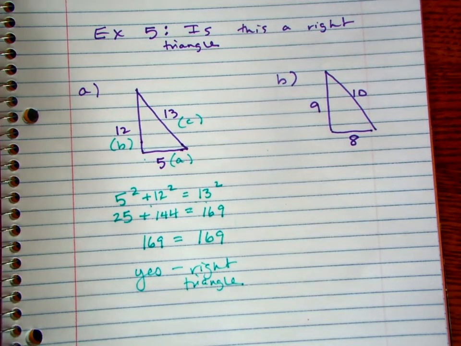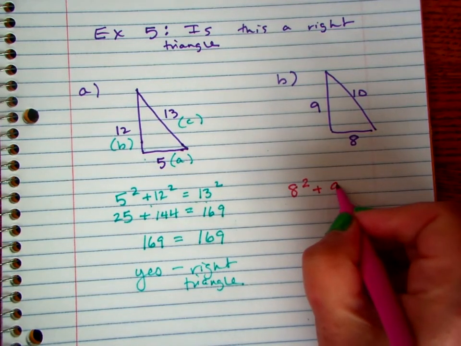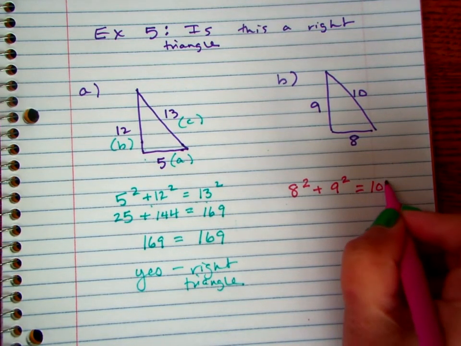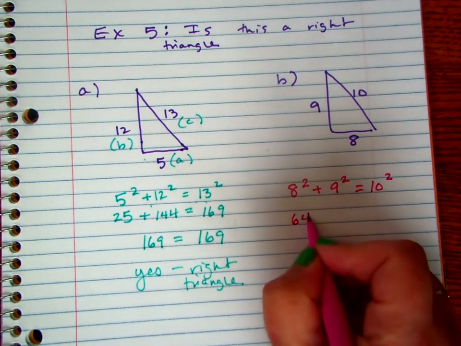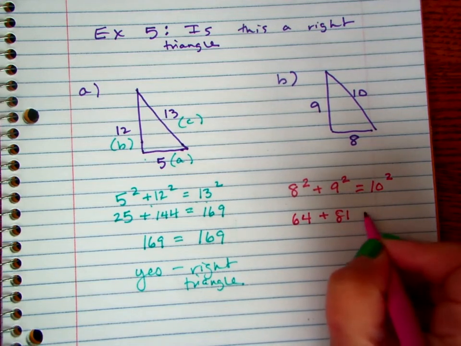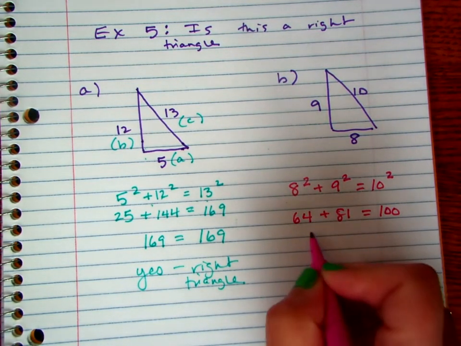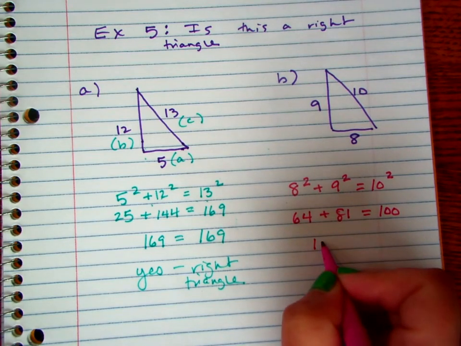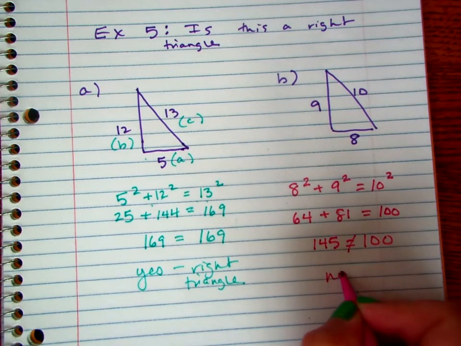Okay, we could try the same thing with this one here. Okay, so 8 squared is 64, 9 squared is 81, and 10 squared is 100. And 64 plus 81 is, what, 145? And that does not equal 100, so no, this is not a right triangle.